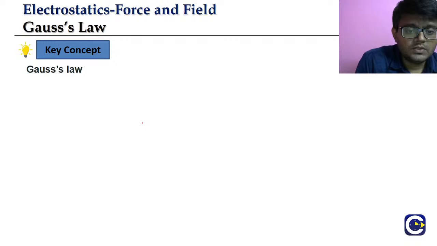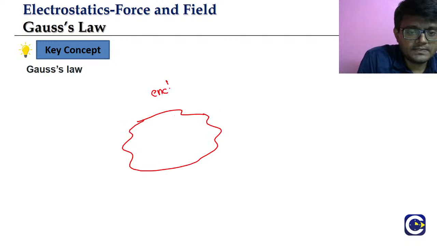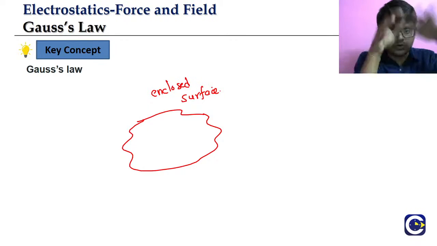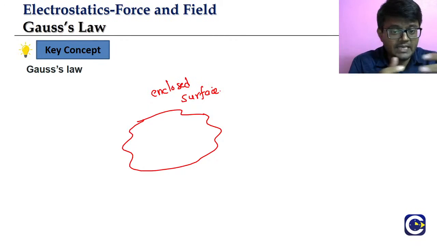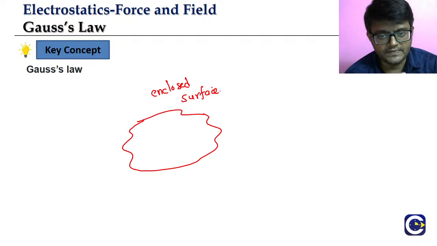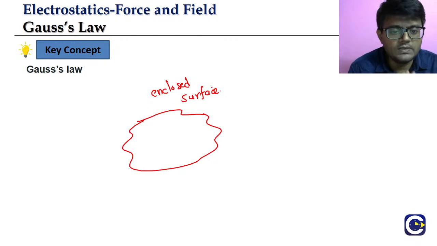So consider one enclosed surface. An enclosed surface will actually enclose some volume, and there should be no gaps, it should be a complete covering. So the volume should be completely covered, like a sphere, or even if you take a cylinder, there will be volume, right? It means on all sides it should be covered. That is what we call an enclosed surface.